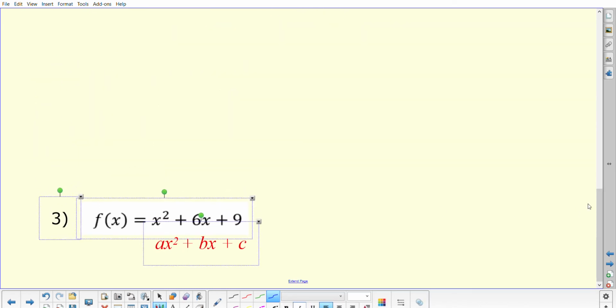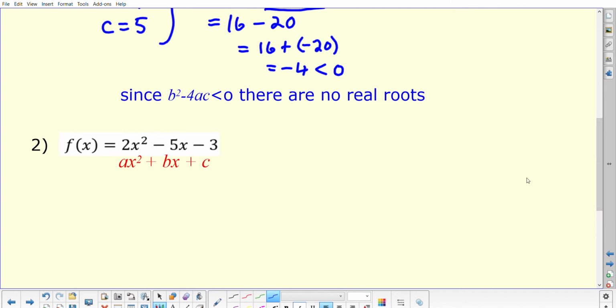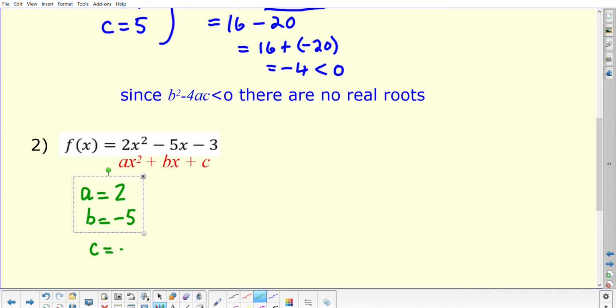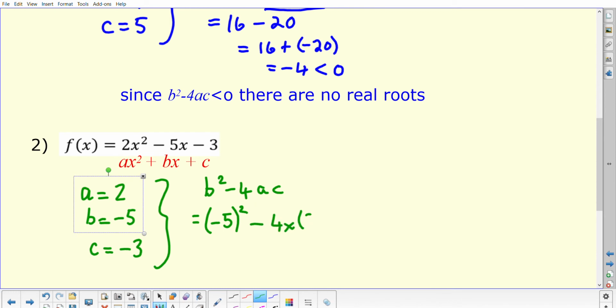Okay, so we do the same thing with question 2. You identify your a, b and your c. So here a, the number in front of the x squared, is 2. The b, the number in front of the x, you need to take account of negative, so what's that? Negative 5. And c is also negative. And again, substituting into b squared minus 4ac, remembering to put brackets round your negative number, so negative 5 squared minus 4 times your a, 4 times 2 times negative 3.